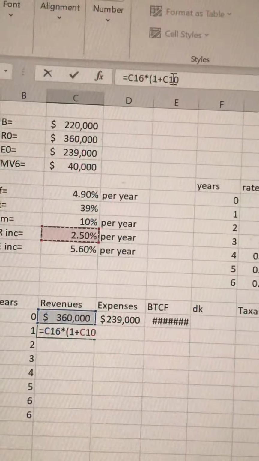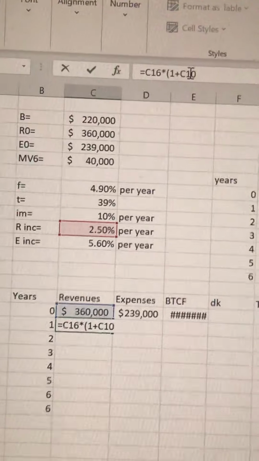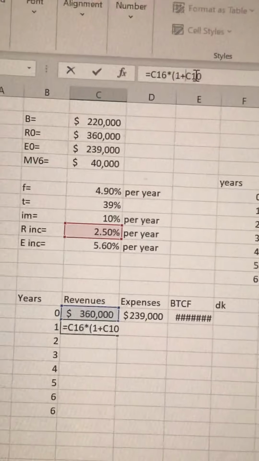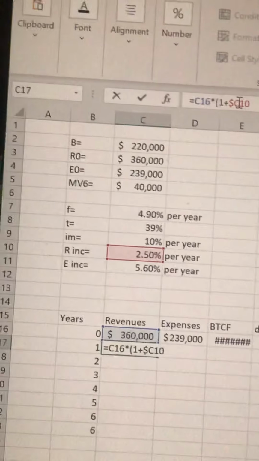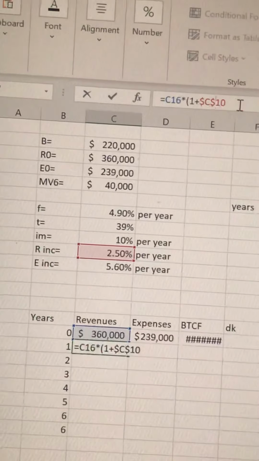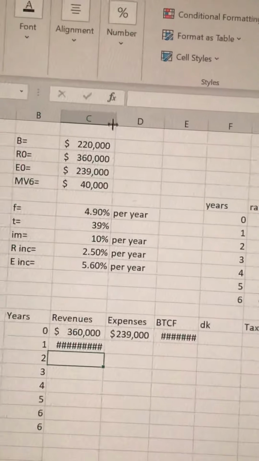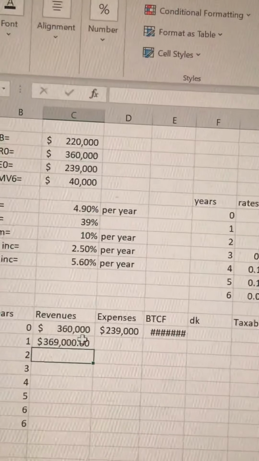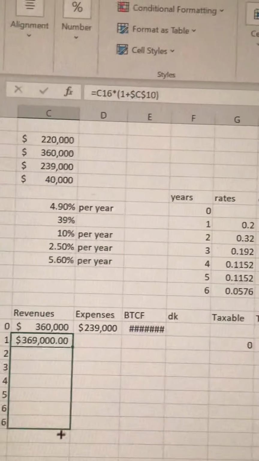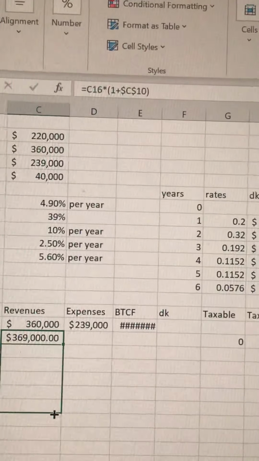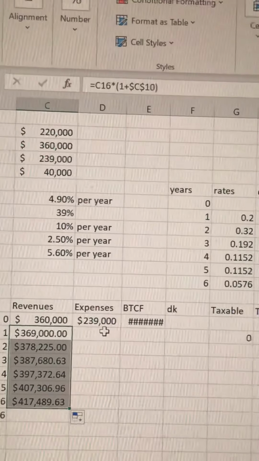I'm going to go ahead and set the revenue increase rate to a set value that we can use once we go through the rest of the formulas for all of them. So this is the amount we're given. If we continue that all the way down, there's the increase in revenues.